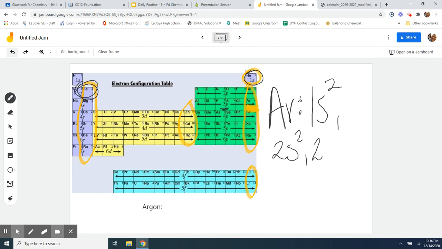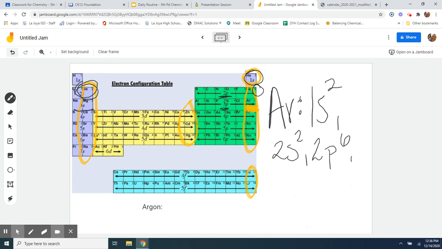I got a lot of students here. Help me out. Oscar, Alexia. What is the next orbital that you see here? 2p, right? And in the corner it says right here 6, so that's what we're going to write.